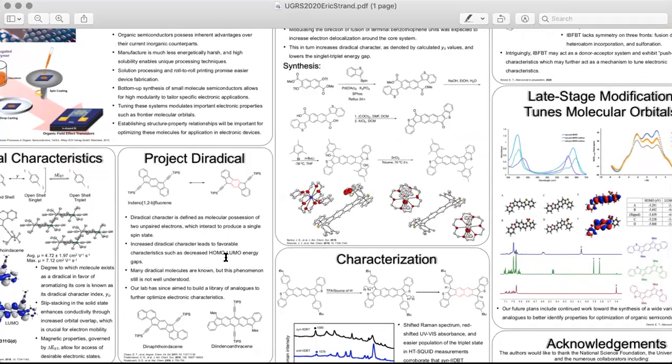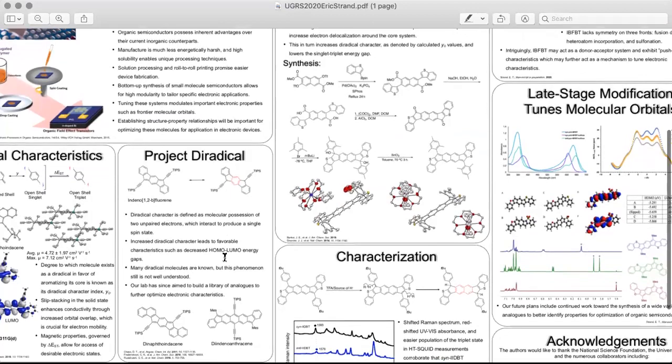So if we decrease those gaps between those frontier molecular orbitals, we can increase the electronic characteristics, decreasing the amount of energy that's required to ultimately excite these and facilitating more efficient charge transfer through a transistor potentially.